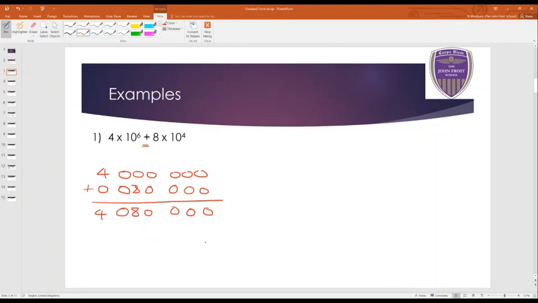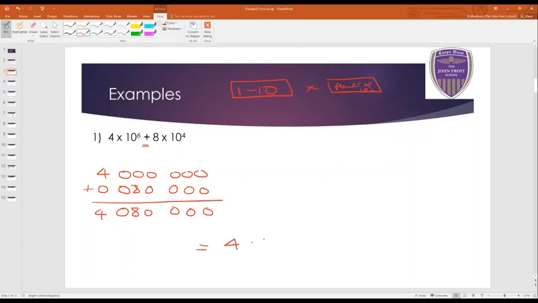We just need to write that in standard form now. So remember, when we write the answer in standard form, it's always going to be a number between 1 and 10 times by a power of 10. So 10 to the power of something.